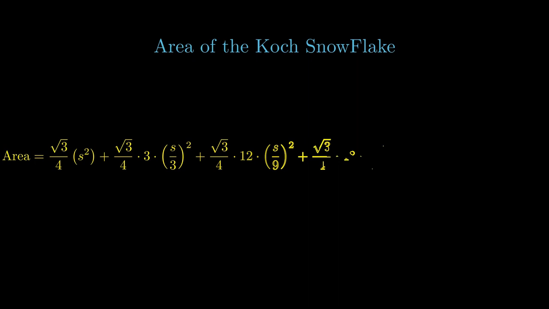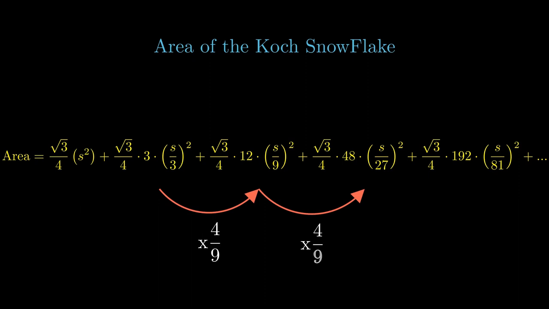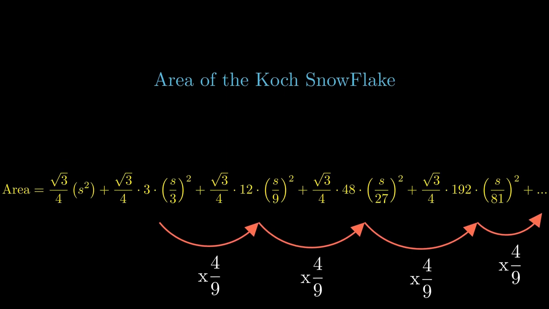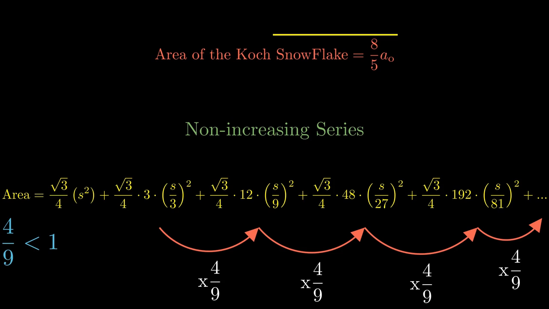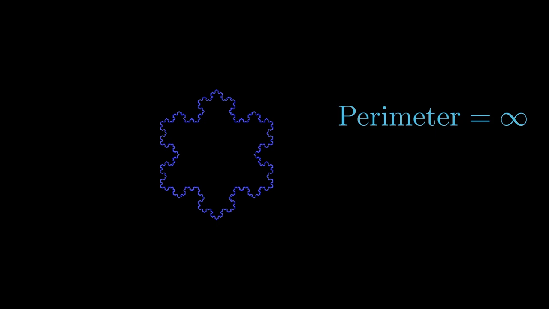But this time, every term is multiplied by a factor of 4/9 to obtain the next term, neglecting the first term. And as 4/9 is less than 1, this series represents a converging series. And more precisely, the area of the fractal converges to 8/5 times the area of the original equilateral triangle, and we can easily find that by applying the geometric series formula. So that is how we prove that the Koch snowflake, while having an infinite perimeter, has a finite area.